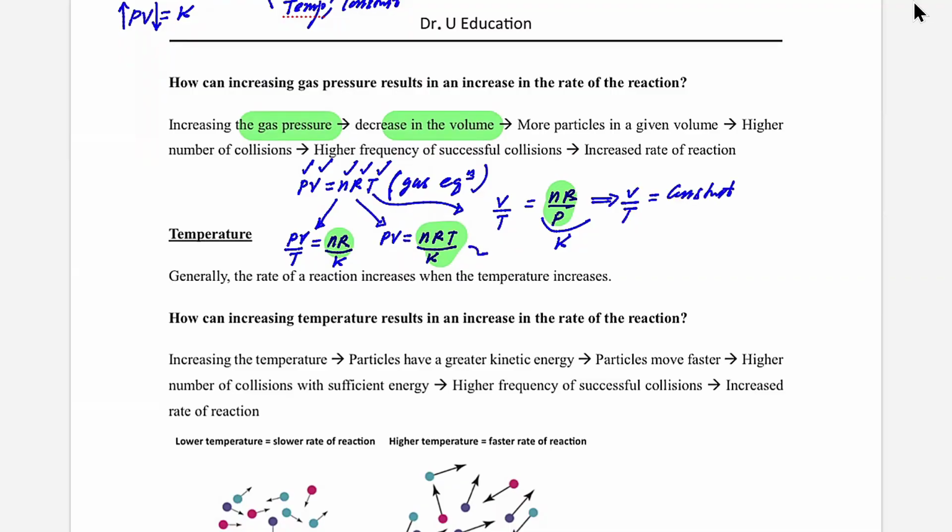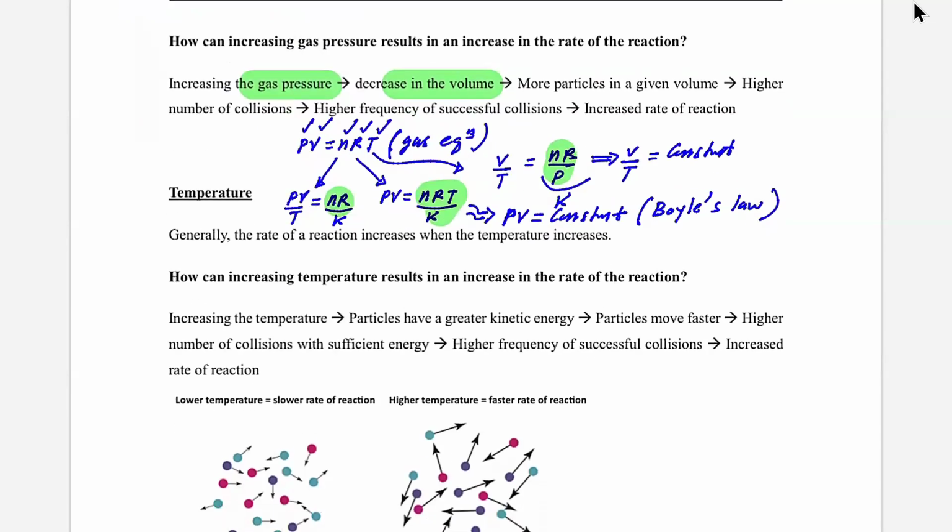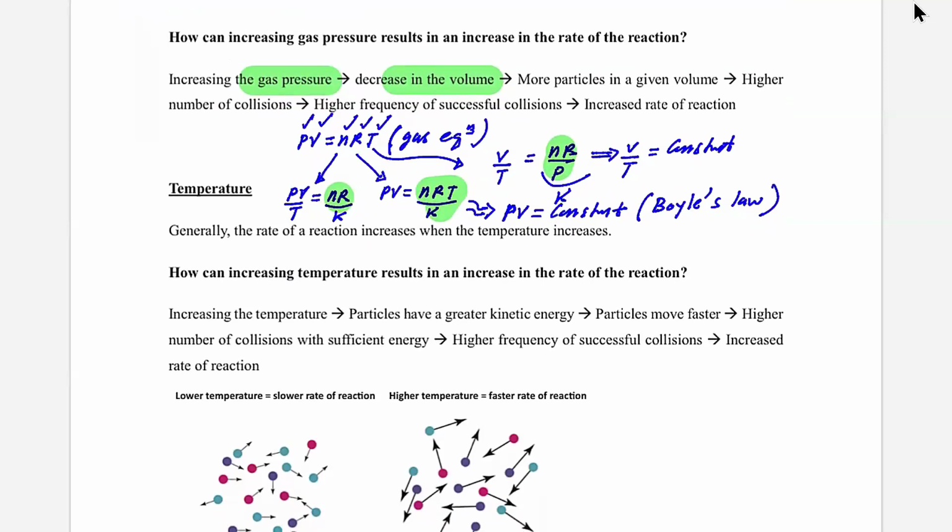So in here, you can see PV is a constant, right? Those are special cases of PV is equal to nRT when you consider T is constant or P is constant, right? So this is called Boyle's law. I think the scientist is Boyle, I forgot how to write the name, but it's Boyle's law. Is it right? Okay, Boyle's law. The other one is called Charles' law.